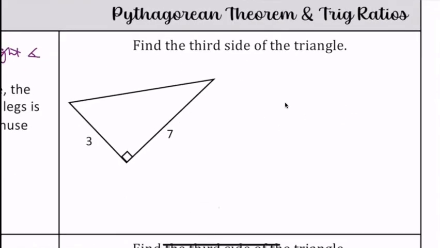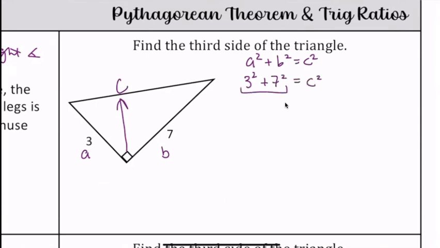So look at this first question here. It says, find the third side of the triangle. And then it gives us two sides, 3 and 7, and we don't know the third side. So as you can see, if I put my little arrow here, I'm looking for the side across from the right angle. So this has to be C. That means these are A and B. Doesn't matter which one you call A, which one you call B. And to find C, I'm just going to plug it into the Pythagorean theorem. So I have A and B, 3 and 7. So I have 3 squared plus 7 squared equals C squared. And what I would do is just type this part into the calculator.